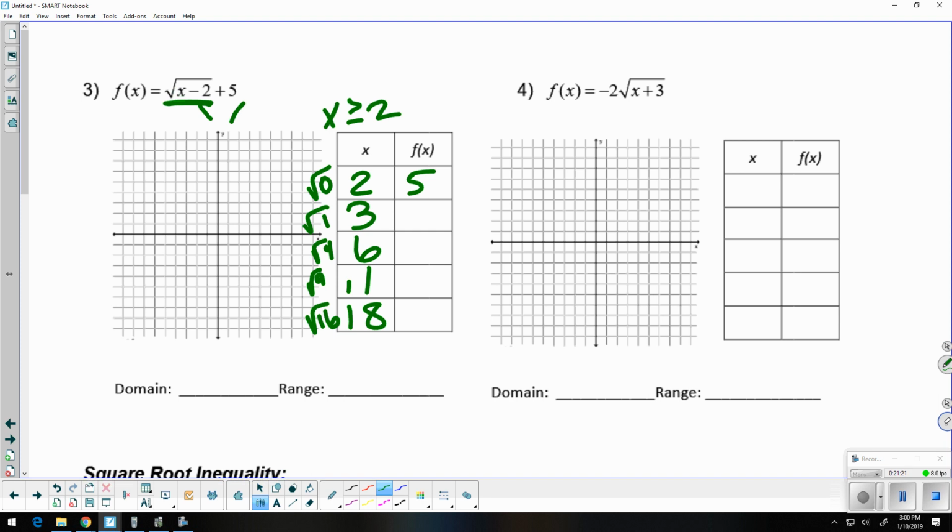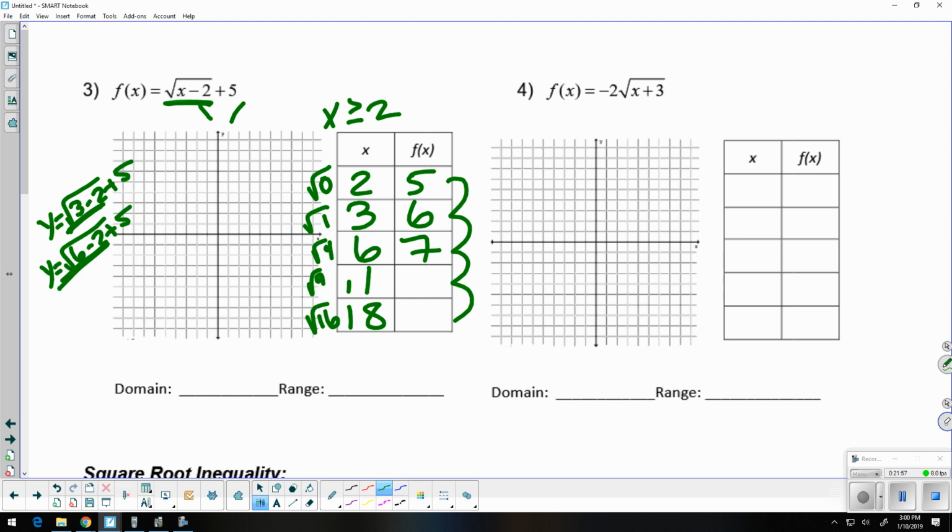If you plug in 3 for x, if you need to, you can work it out on the side here. If I plug in 3, I'll have y equals the square root of 3 minus 2, and then plus 5. So that's square root of 1, and square root of 1 plus 5 gives me 6. So again, you'll notice your y's just keep going up by 1 each time. Okay, so pay close attention to that. When you plug in now 6, y is going to equal the square root of 6 minus 2 plus 5. 6 minus 2 is 4. Square root of 4 is 2. 2 plus 5 gives me 7. So there you go, the very next one.